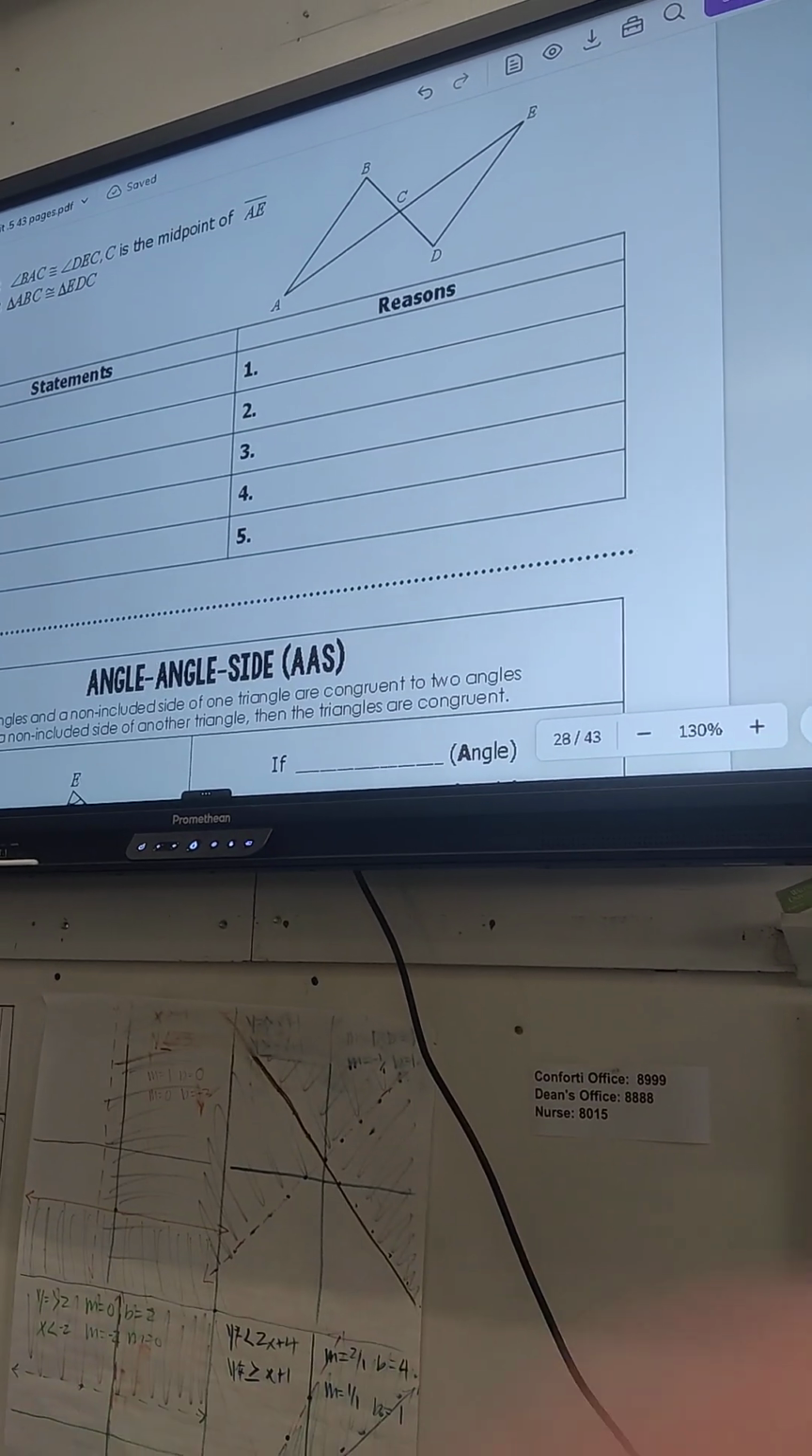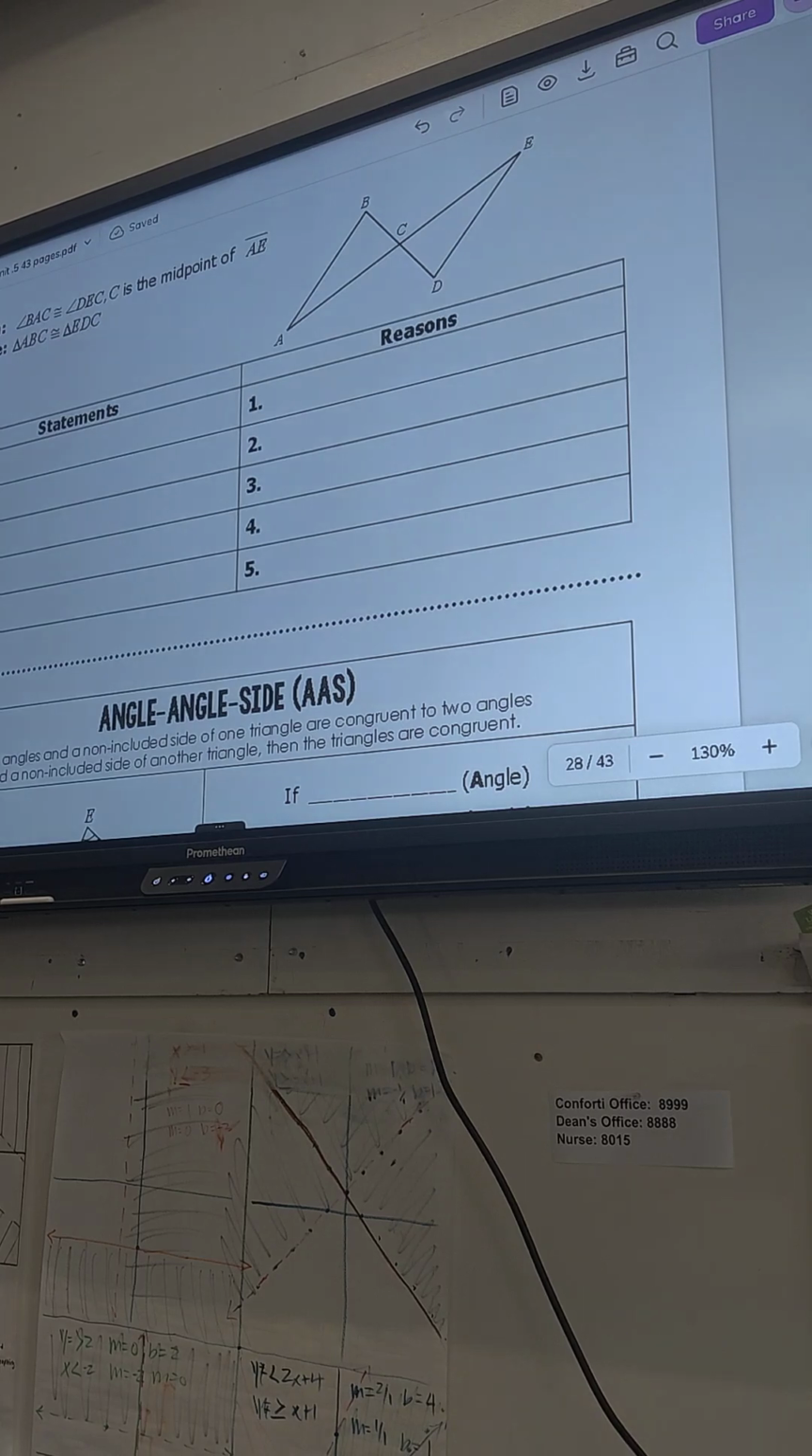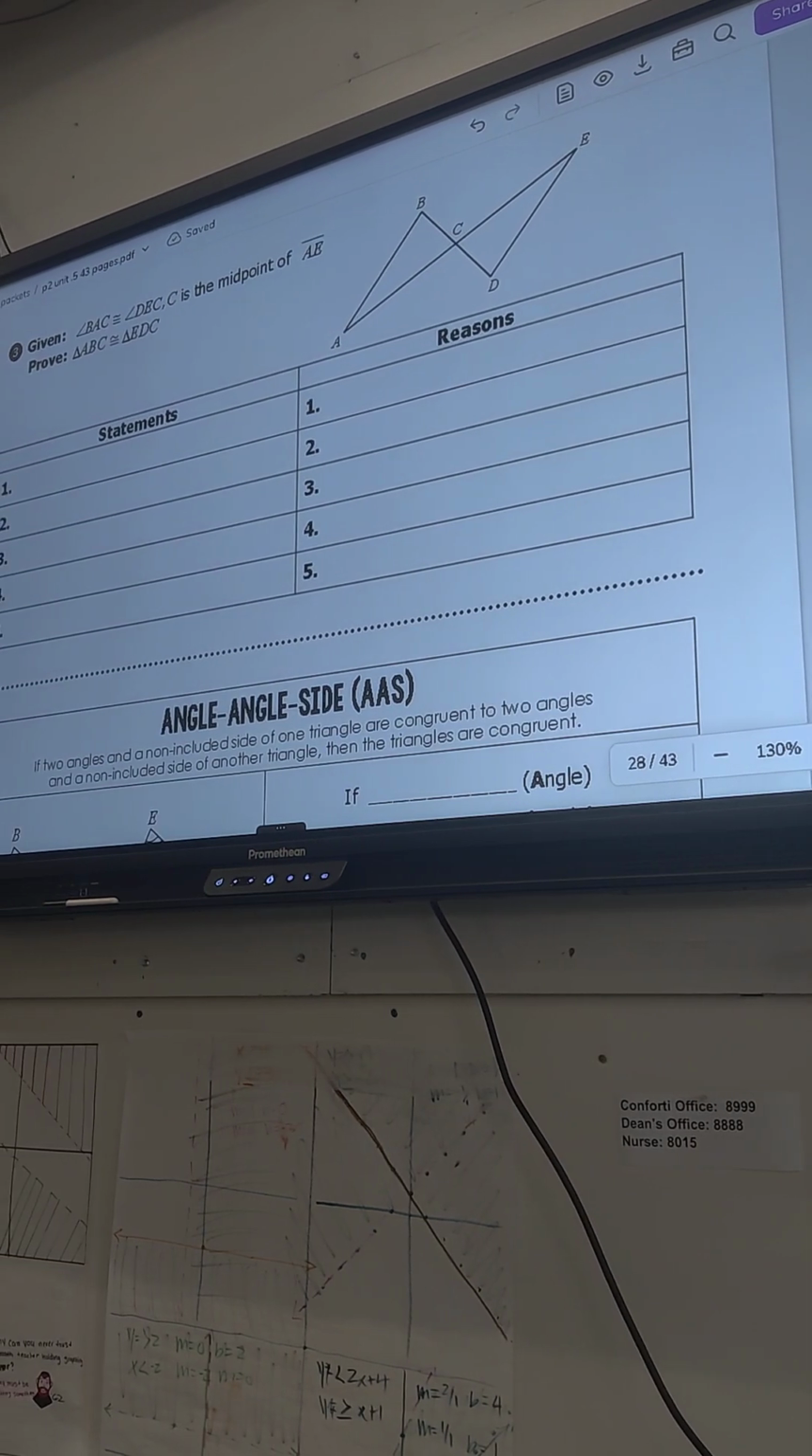Send it to Yaakov and Yehudas. That's pretty good. All right.